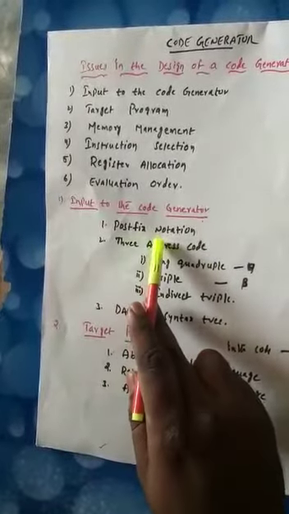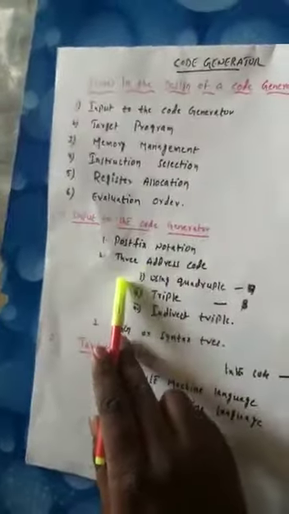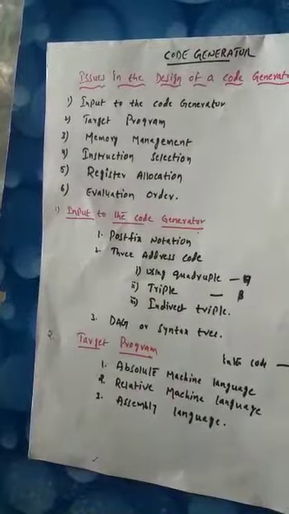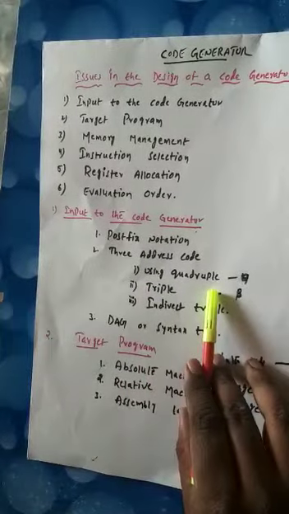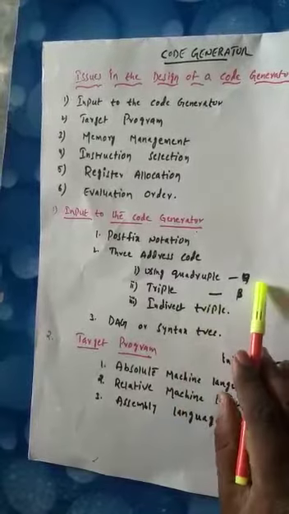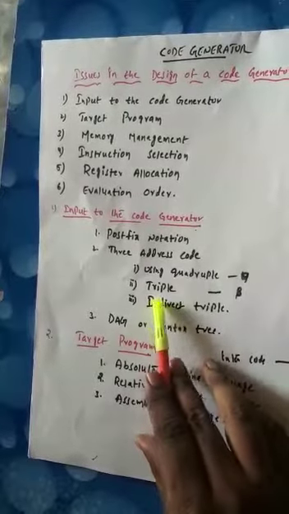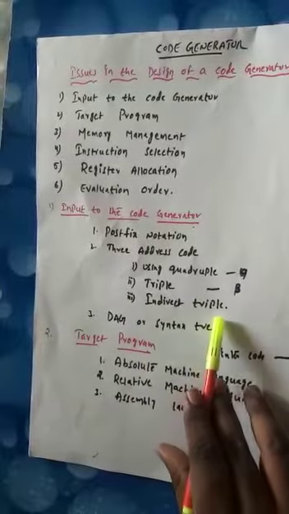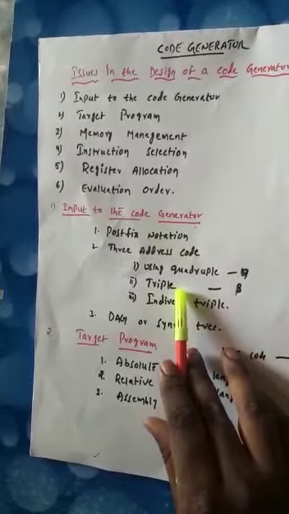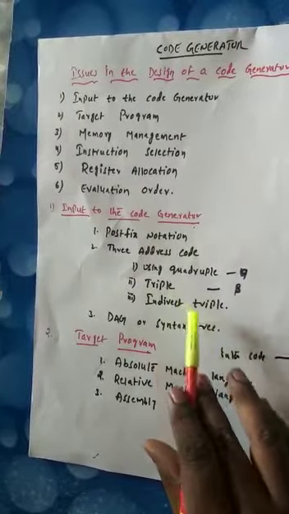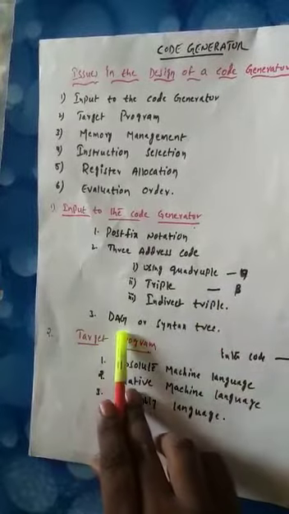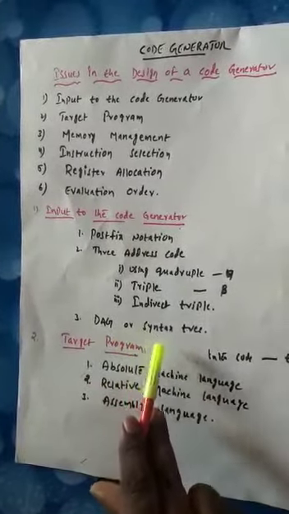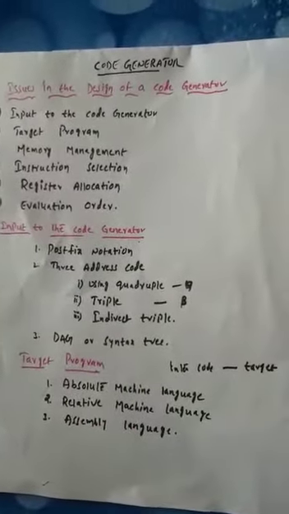The first one is postfix notation, the second one is three address code. The three address code consists of 3 different types. The first one is quadruple, which contains 4 fields. The second one is triple, which contains 3 fields. The third one is indirect triple, which is similar to triple, but the triple address is stored in another triple. And the third representation is DAG, which stands for directed acyclic graph, also called a syntax tree.